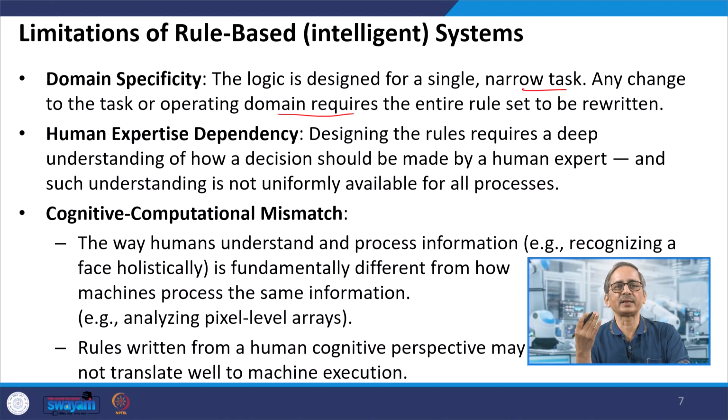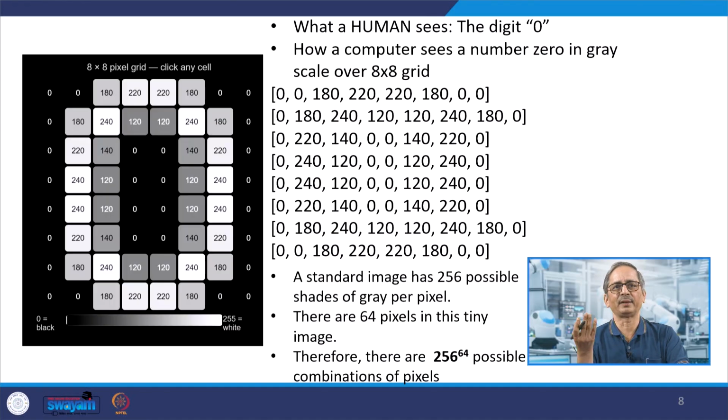Further limitation is the cognitive computational mismatch. What is that? The way humans understand and process information is fundamentally different from how a machine processes the same information, because we recognize a face holistically, whereas the machine has information pixel-wise, arranged in the form of arrays. So, this cognitive computational mismatch is there. Further, rules written from a human cognitive perspective may not translate well into machine execution.